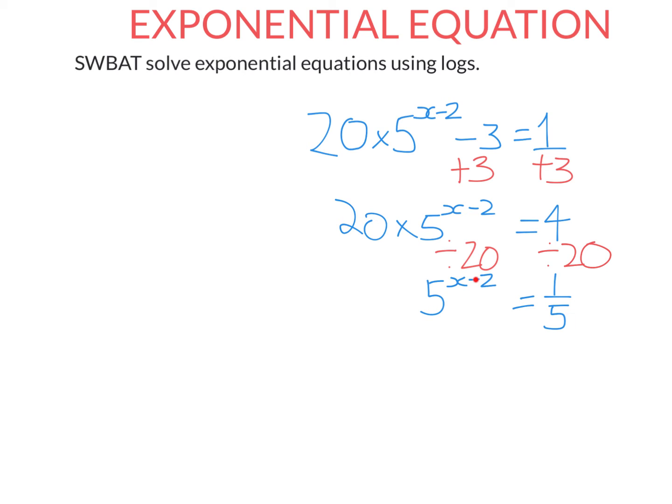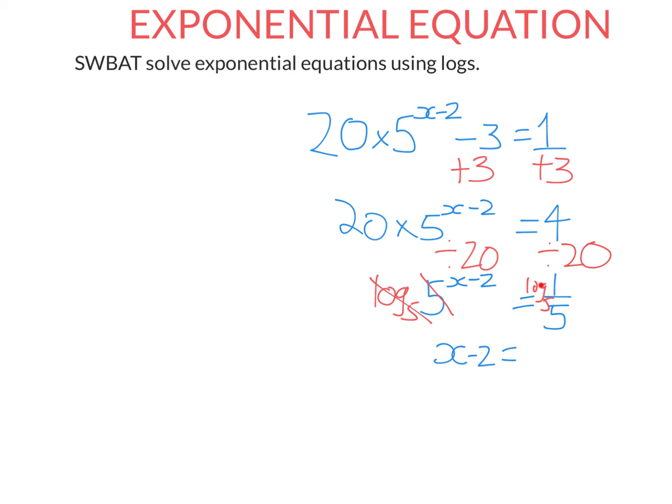I have 5 to the power of something equals 1 over 5. So I need to now undo raising to a power. And you know that the way I undo that is by taking the log. Logs and raising to a power undo each other just like multiplication and division undo each other. Now, because I raised 5 to that power, I need to take log base 5 of both sides. So on this side, the log base 5 cancels out raising 5 to the power. So I'm just left with x minus 2.